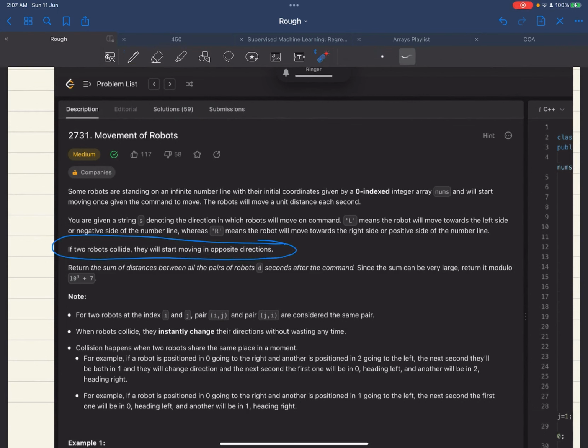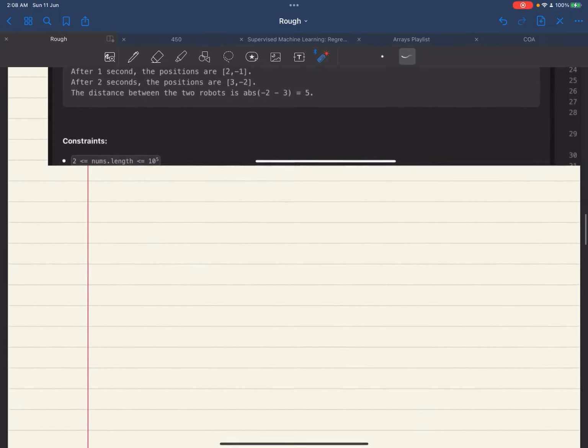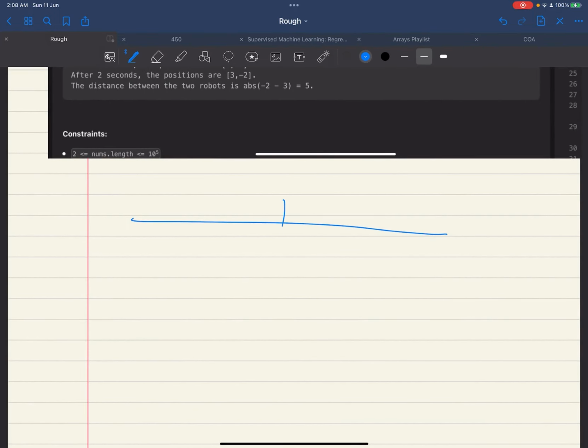Later you realize that this condition won't matter. Even if two robots collide and start moving in the opposite direction, it won't matter compared to if they just moved in the mentioned directions without changing. I'll give you an example. Suppose two robots, A is at 0 and B is at 2, and A is moving to the right and B is moving to the left.